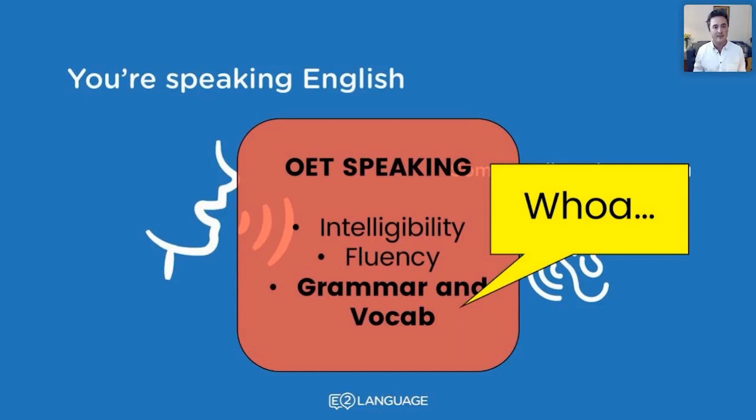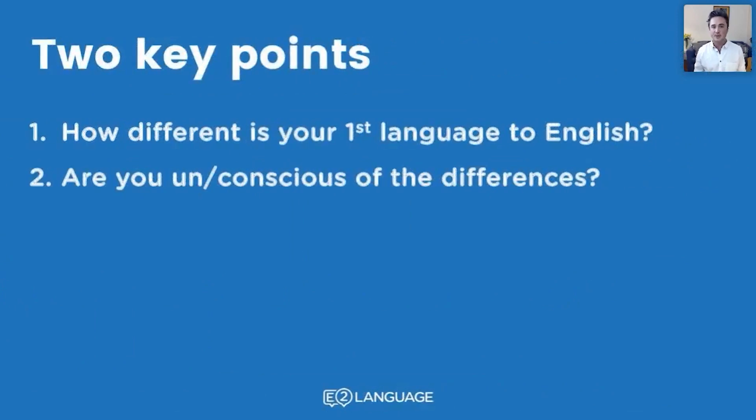And it can be very complex. There are two key points when thinking about your first language and English. That is, how different is your first language to English? Now, some languages are actually quite similar to English. For example, German is not too dissimilar to English.